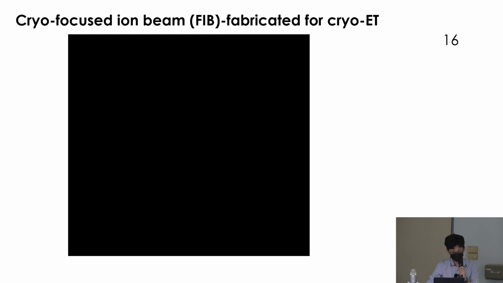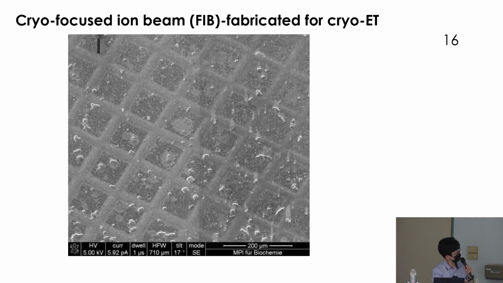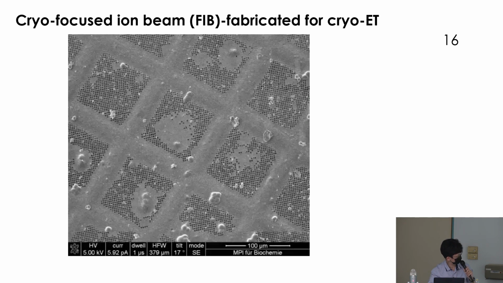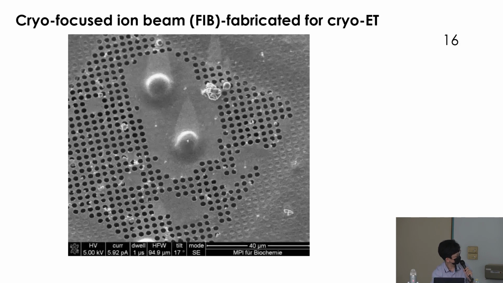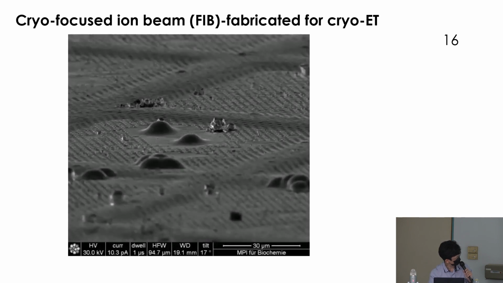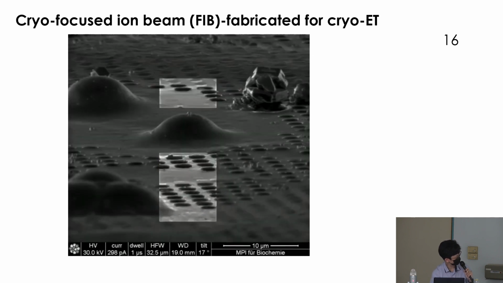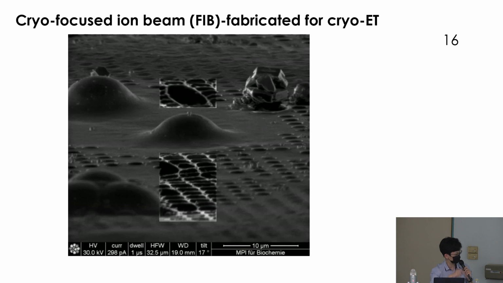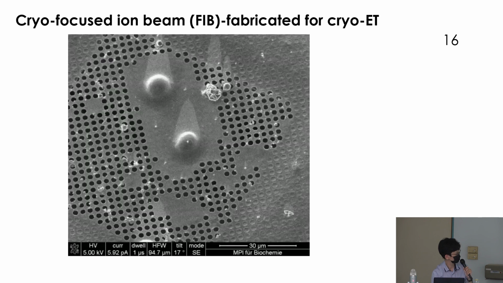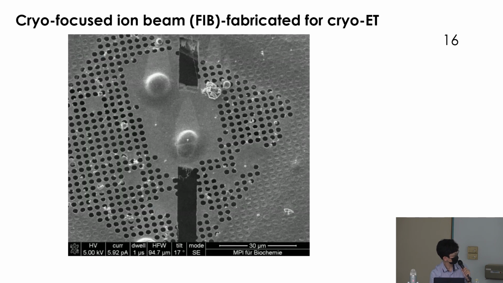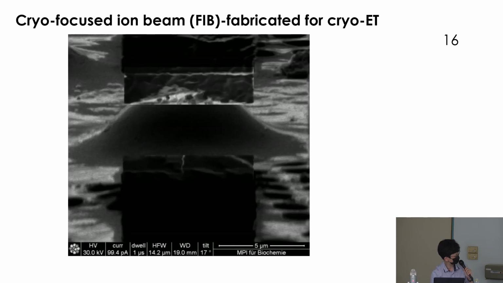Okay, let's take a look. So first you have a grid, and you have a tiny cell here. These little dots are the cell. From the side view, you have like a little hill. So in this case, you choose this one and apply ion beam to cut the top and cut the bottom. Right now, we remove the top of the cell.